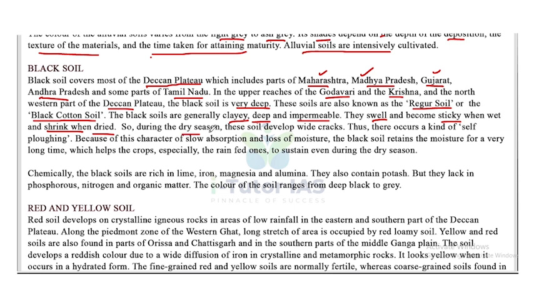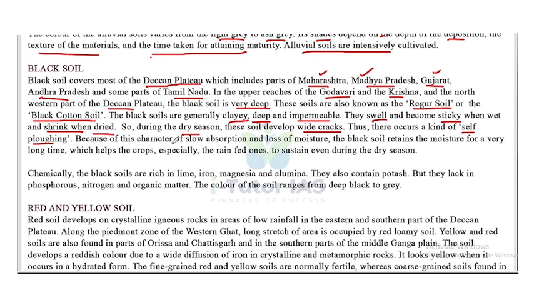During the dry season, these soils develop wide cracks. Thus, there occurs a kind of self-plowing. Okay, so in the dry season, what happens? The soil develops wide cracks, and it's a form of self-plowing.